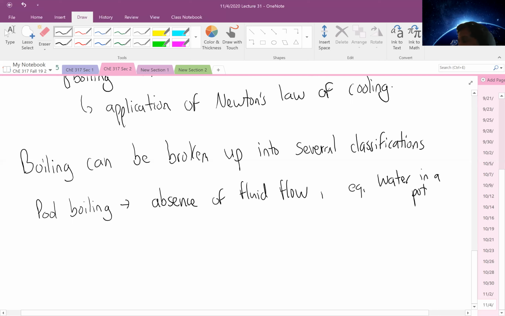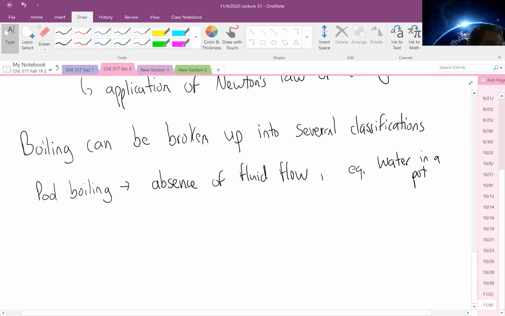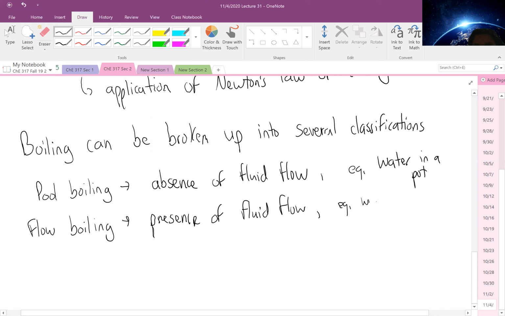Trying to make your weekly or daily ramen. And this is different from pool boiling, or opposes pool boiling, in flow boiling, where we have the presence of fluid flow. A good example of this is within a heat exchanger. Right? So you can consider a reboiler from a distillation tower as a form of flow boiling.